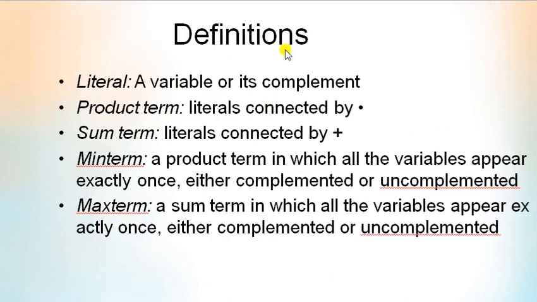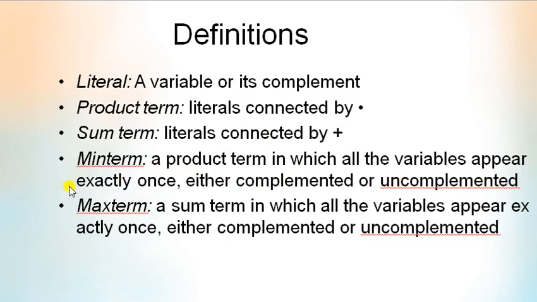Let's look at some definitions. What do you mean by literal? Literal means a variable or its complement, that is A or A bar. Next is the product term. Literals connected by the dot operator is known as the product term. And what do you mean by sum term? The literals connected by the plus operator is known as the sum term. And there are two more terms, minterm and maxterm. Minterm means a product term in which all the variables appear exactly once, either complemented or uncomplemented.